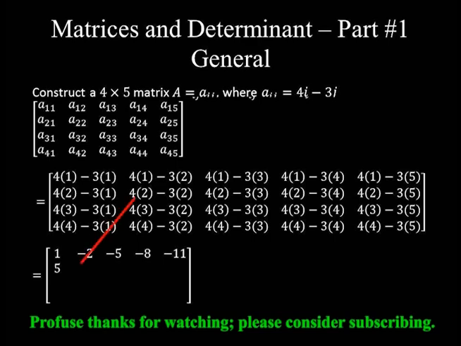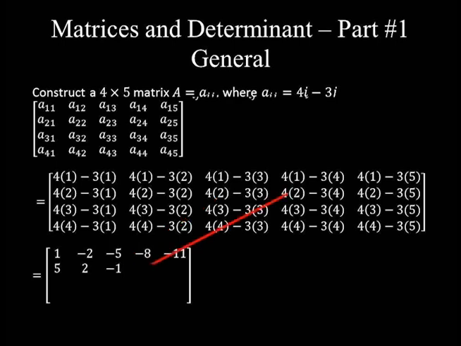4 times 2 is again 8 and 3 times 2 is 6. So 8 minus 6 is equal to 2. 4 times 2 is again 8 and 3 times 3 is 9. Hence 8 minus 9 is equal to negative 1. 4 times 2 is again 8 and 3 times 4 is 12. Thus 8 minus 12 is equal to negative 4. 4 times 2 is again 8 and 3 times 5 is 15. So 8 minus 15 is equal to negative 7. In the same manner, we can calculate row 3 and row 4 elements and we will find these results.